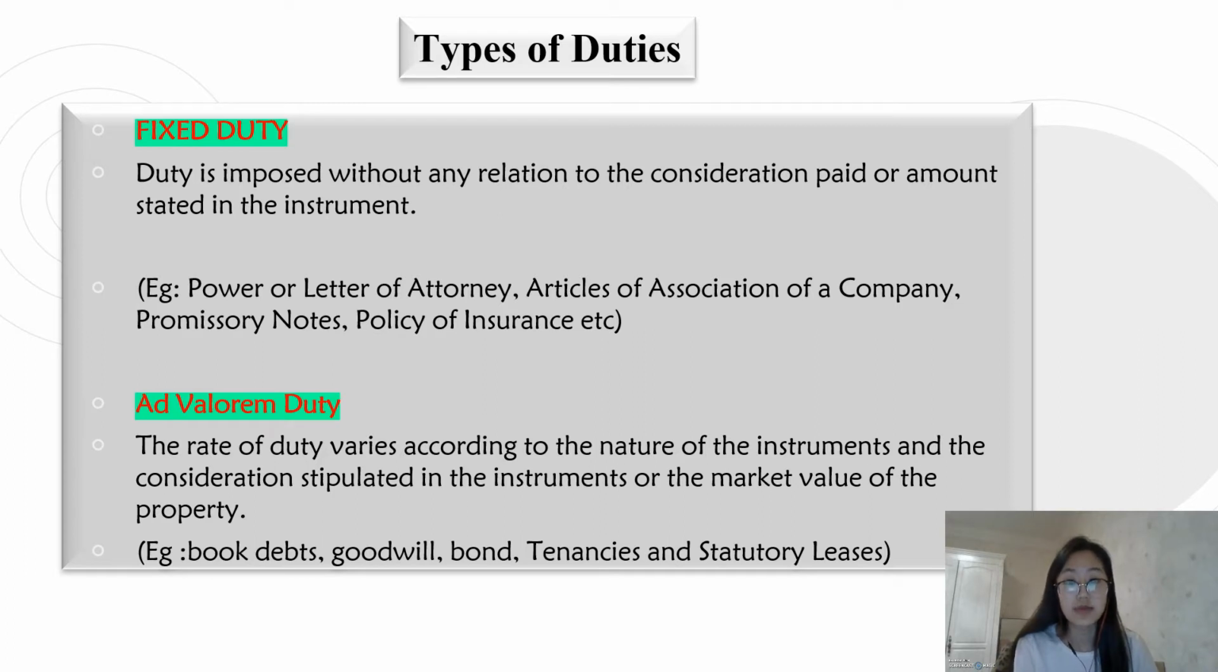The second type is the ad valorem duty. The rate of duty varies according to the nature of the instrument and the consideration stipulated in the instrument or the market value of the properties. For example, book debts, goodwill, bonds, tenancies, and statutory leases.